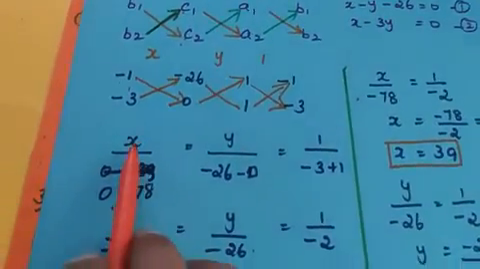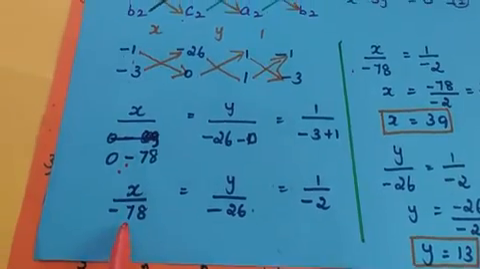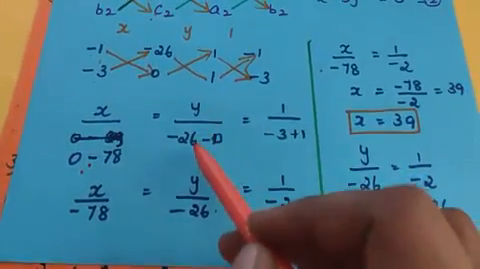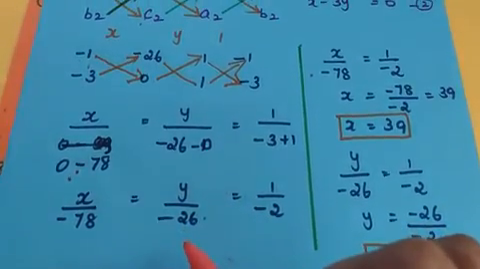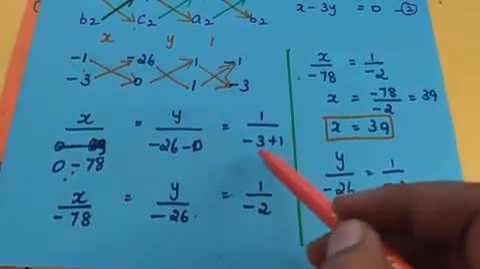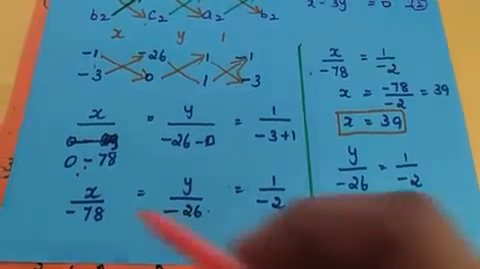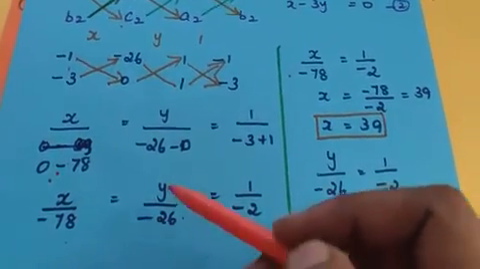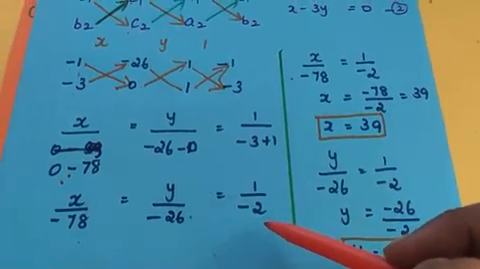Right? Now you see x upon 0 minus 78. 0 minus 78 is minus 78. And y upon minus 26 minus 0. So it becomes y upon minus 26. And 1 upon minus 3 plus 1. Minus 3 plus 1 is minus 2. So you are getting the value like this: x upon minus 78 equals y upon minus 26 equals 1 upon minus 2.